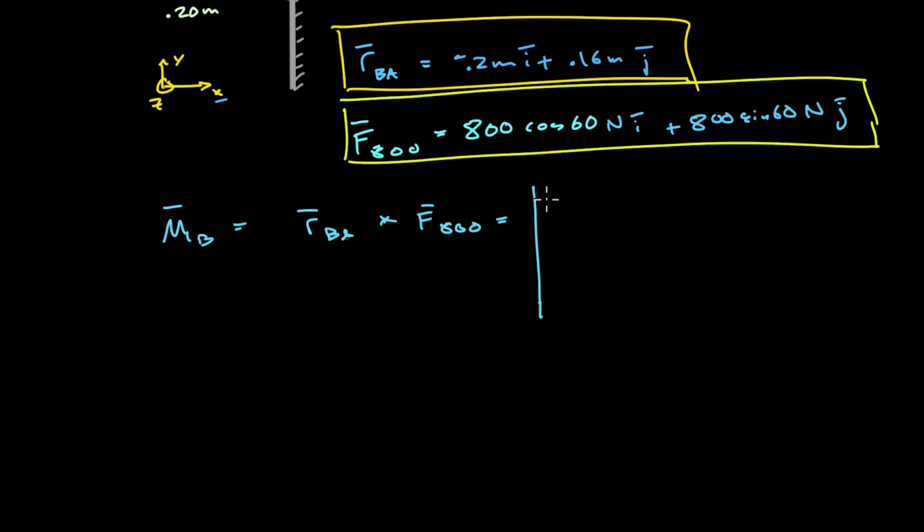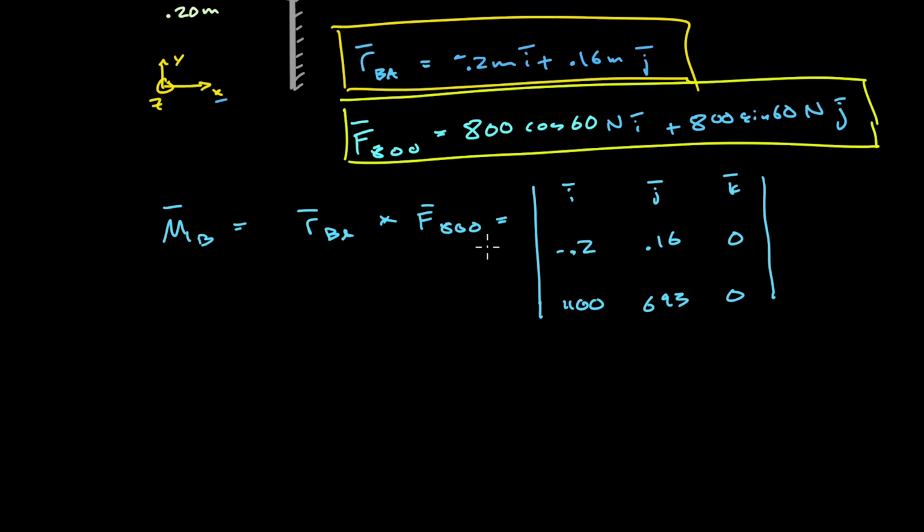For moments about a point, the matrix is relatively straightforward. In the top row, you've got each of the 3 unit vectors, I, j, k. The second row of the matrix is the components of RBA. So it'll be minus 0.2 meters, because that's the I component, 0.16 meters, that's the j component, and 0, there is no k component. Similarly for the force, you got 800 cosine 60, that gives us 400, and then 800 sine of 60, if you evaluate that on the calculator, you get 693 newtons, and then there's no k component.